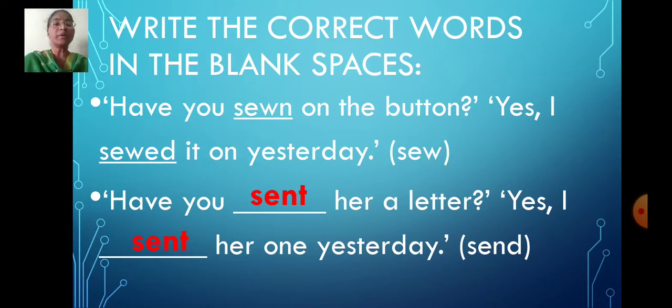Now repeat after me. Have you sent her a letter? Yes, I sent her one yesterday.